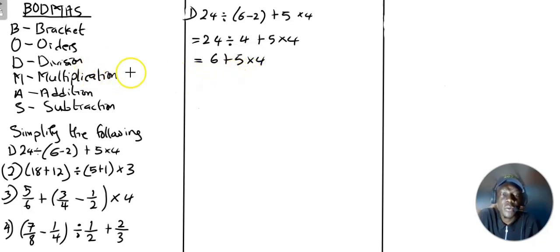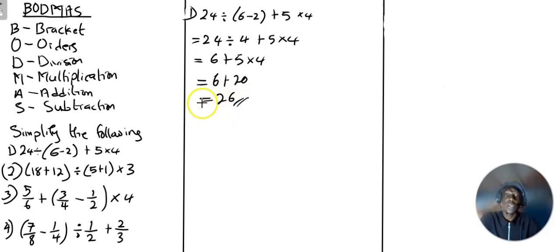After division, what do we have? Multiplication. So we'll solve the multiplication sign. 5 times 4 will give us 20. So we have 6 plus 20. Then addition, 6 plus 20 will give us 26. So this is our final answer. Very simple. Now, the next question we have here is the number 2.